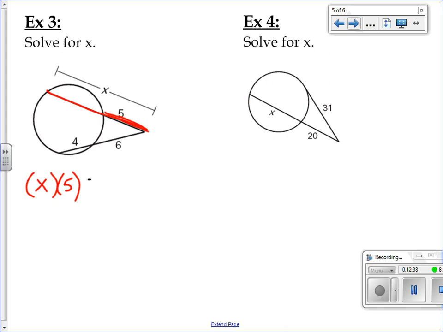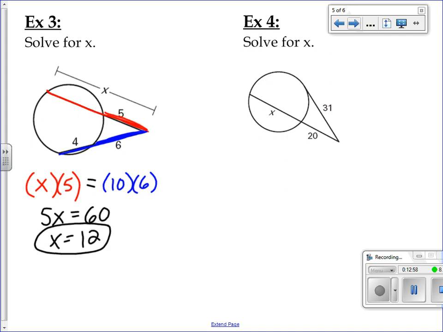All right, I'm going to set that equal to the total length of the other secant. 4 plus 6 is 10. And I'm going to multiply that by the outer part, which is 6. Okay, x times 5 is just 5x. 10 times 6 is 60. We are going to divide. x equals 12.